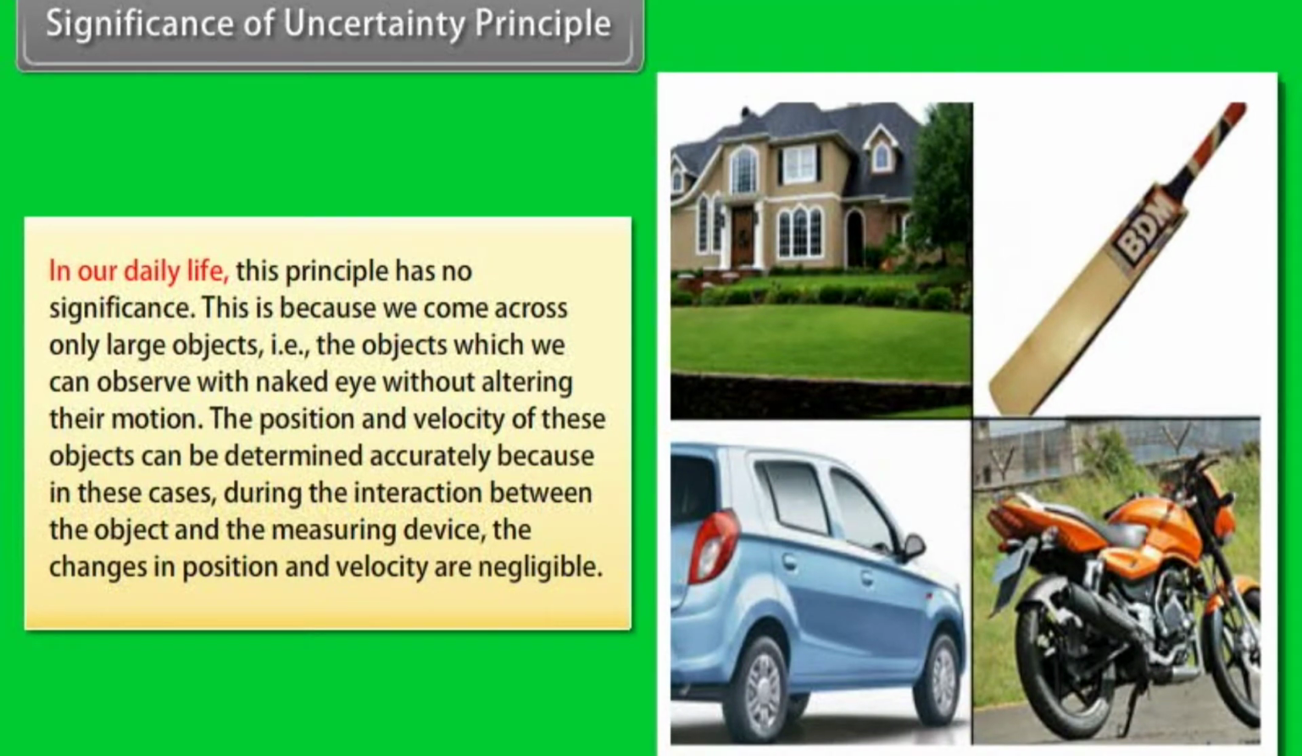This is because we come across only large objects, that is, the objects which we can observe with naked eye, without altering their motion. The position and velocity of these objects can be determined accurately because in these cases, during the interaction between the object and the measuring device, the change in the position and velocity are negligible.